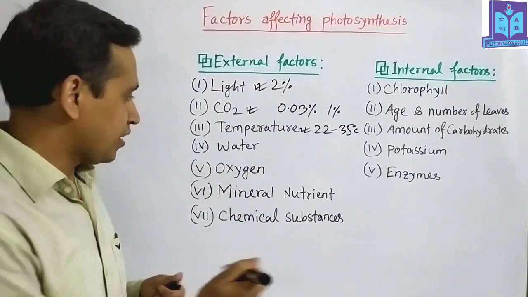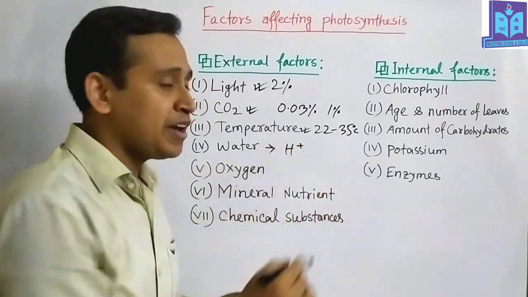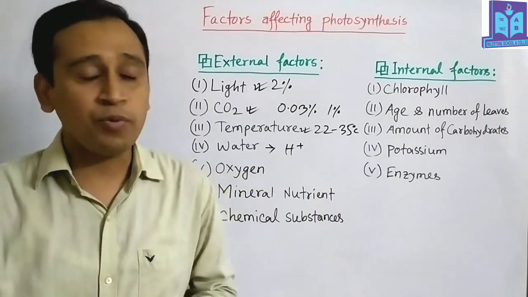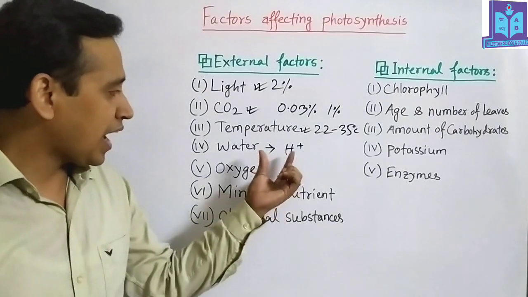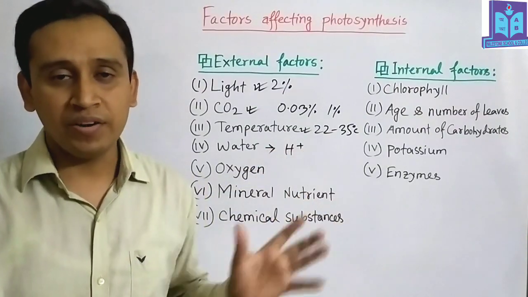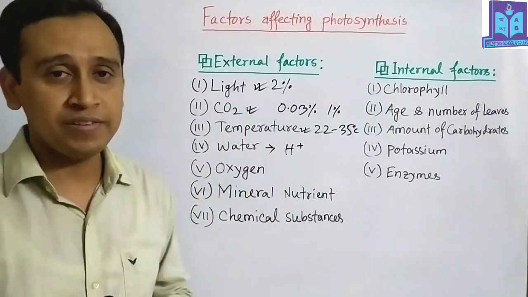Next one is water. Hydrogen ion is needed for the reduction of carbon dioxide, and this hydrogen ion comes from water. So water is one of the basic components of photosynthesis.